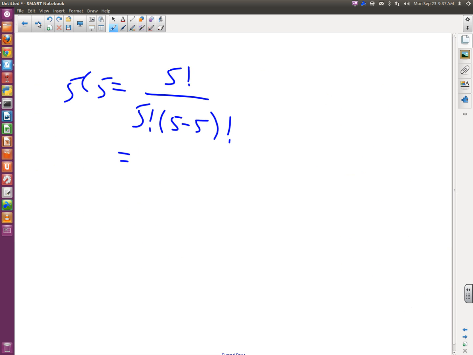Okay. So guess what 5 minus 5 factorial is? 0 factorial is 1. Did you know that 0 factorial was 1? Did you know why? Because Pascal's triangle wouldn't work otherwise. That's why. By definition, 0 factorial is 1.